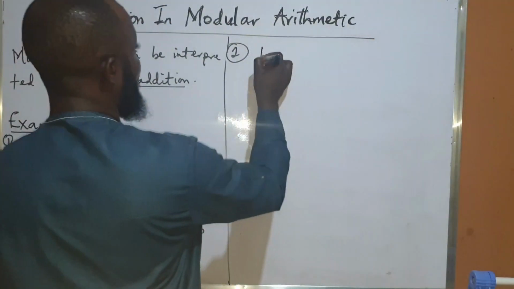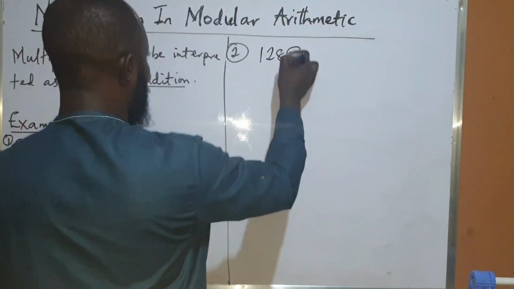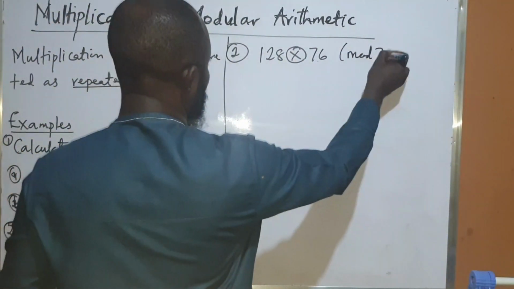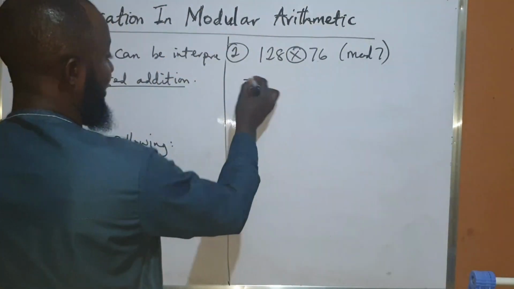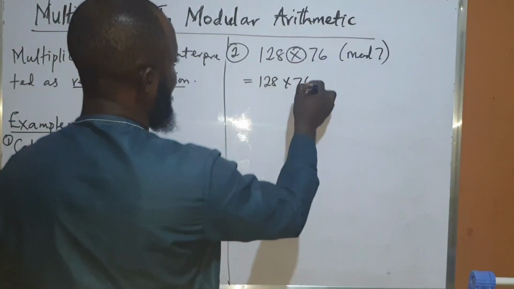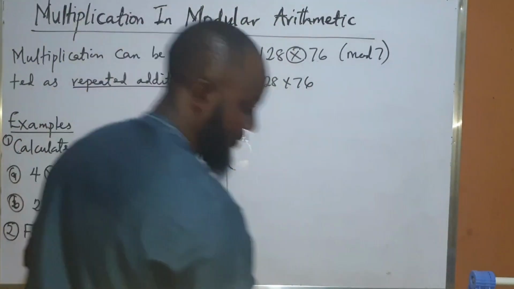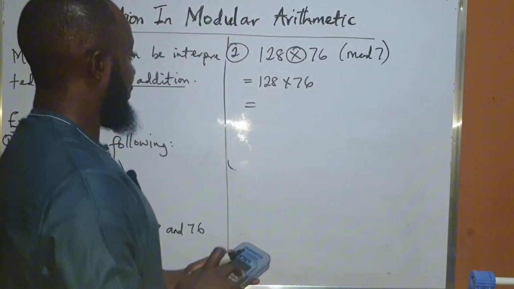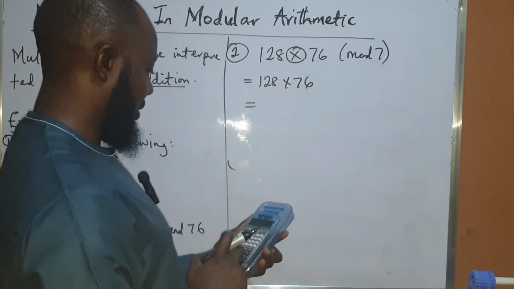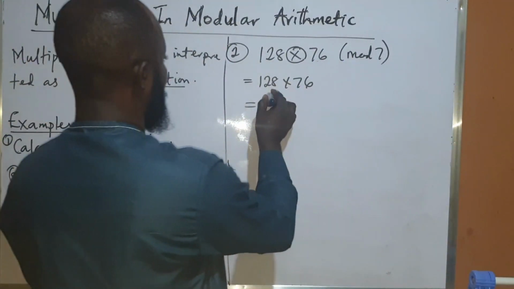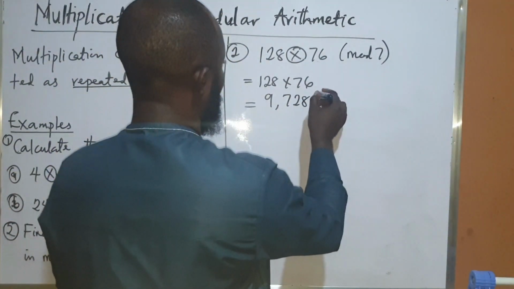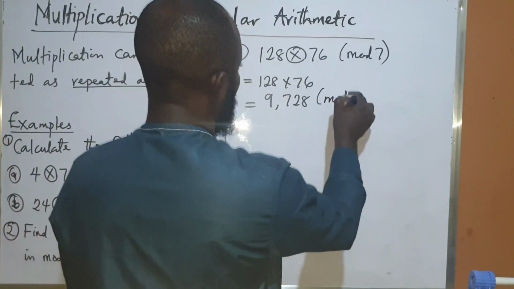That means 128 multiplied by 76 mod 7. We multiply the same way. So that is 128 multiplied by 76, and that gives us 9,728, mod 7.